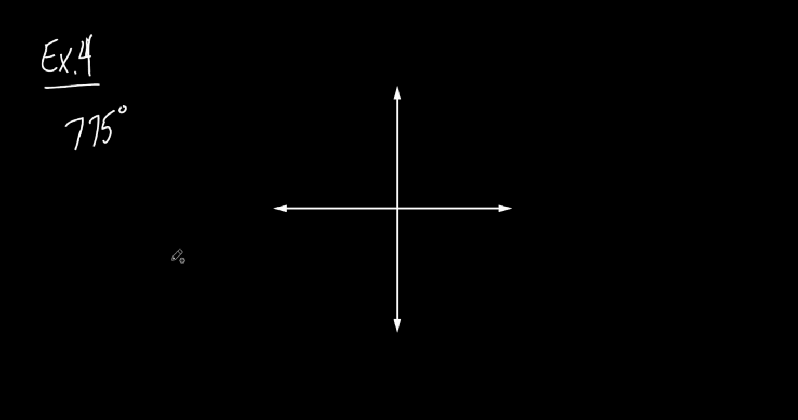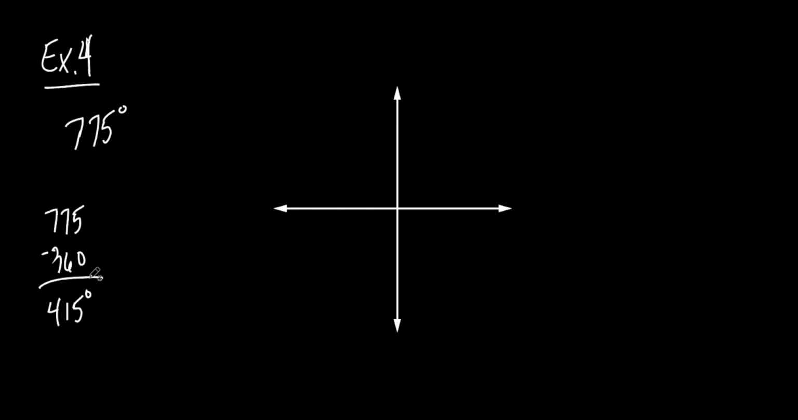So you could do this a couple ways. Here's how I would do it. I think it's kind of easier to do it like this. 775. I got to keep it within 0 to 360. So what am I going to do with that 775? I'm going to subtract a 360 from it. Because if I do, I'm still pointing in the same direction, correct? I just went one less time around the circle, all right? And so you get 415.